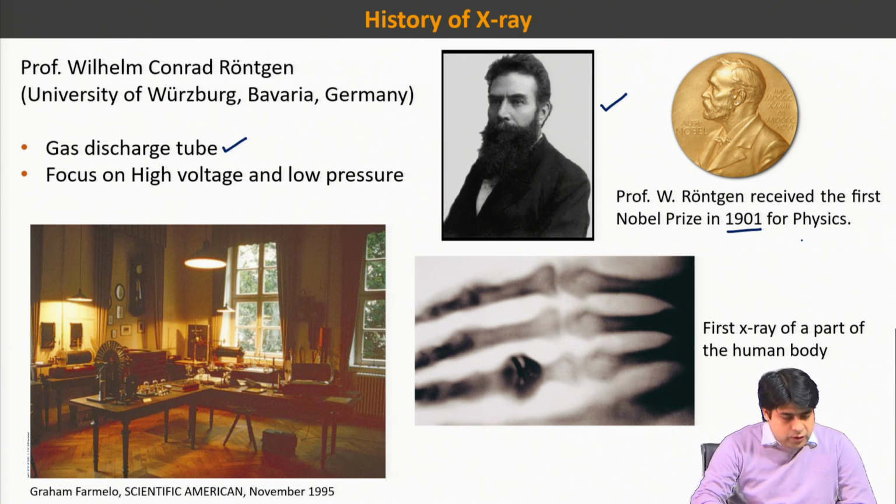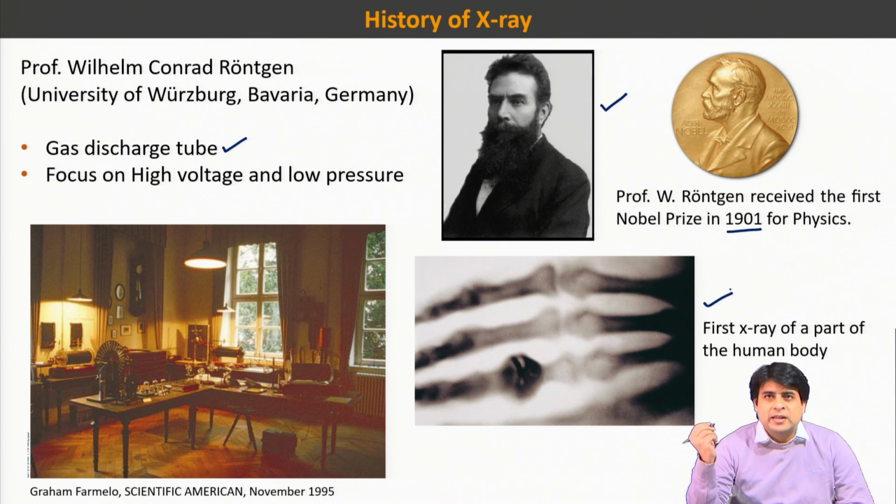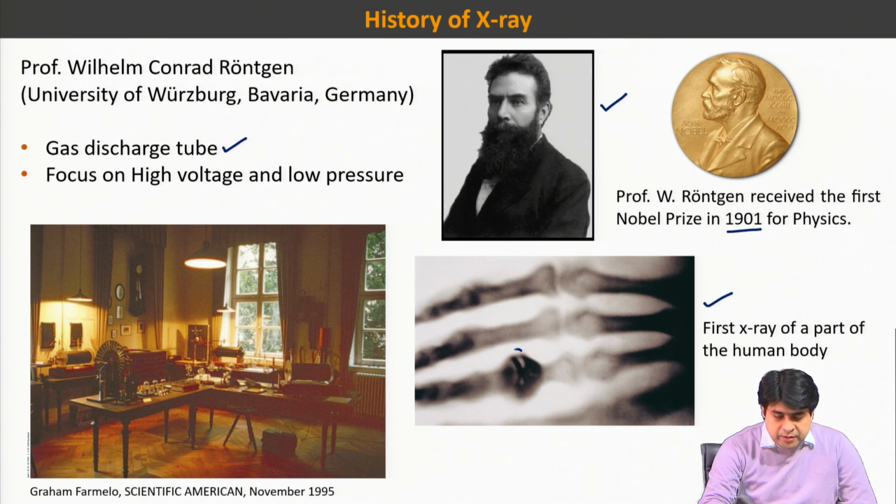And there are two other interesting images. The first image on the left hand side is the first X-ray of a part of the human body. You can see the bone of the fingers, and there is some black portion here.